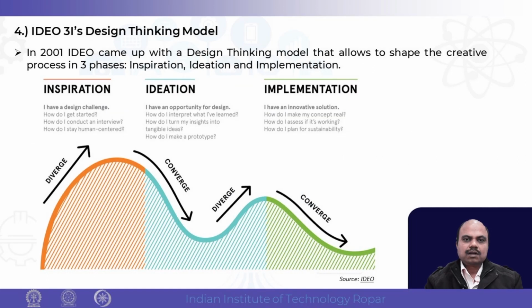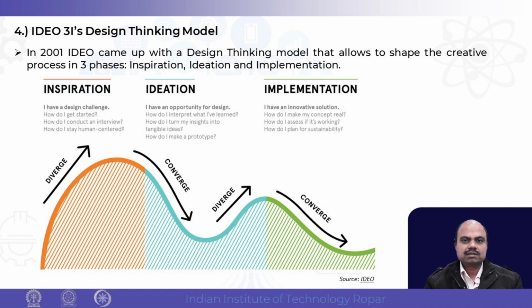So now we are going to learn about the 4th method. It is IDEO's 3 I's design thinking model. So in 2001, IDEO came up with the design thinking model that allows shaping the creative process in 3 phases: inspiration, ideation, and implementation.